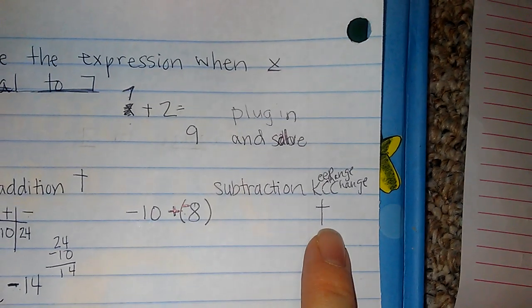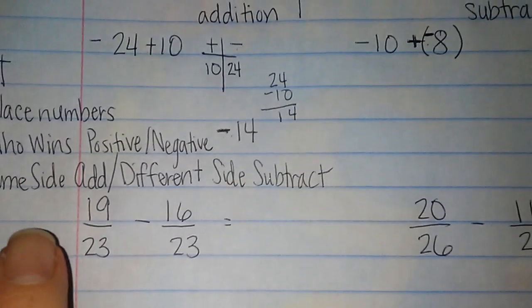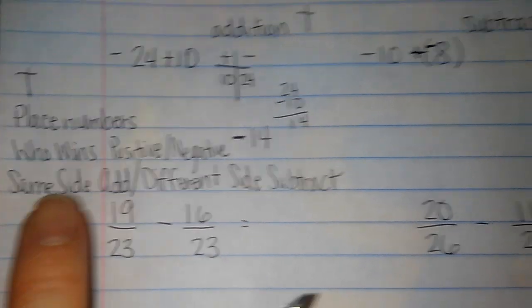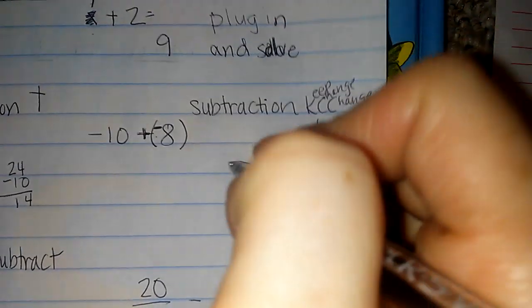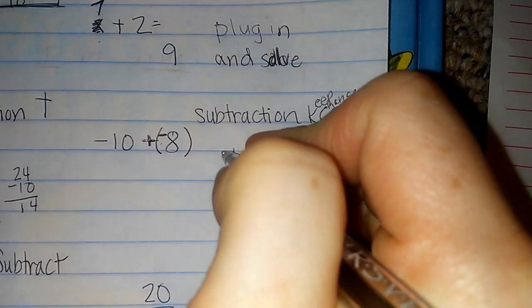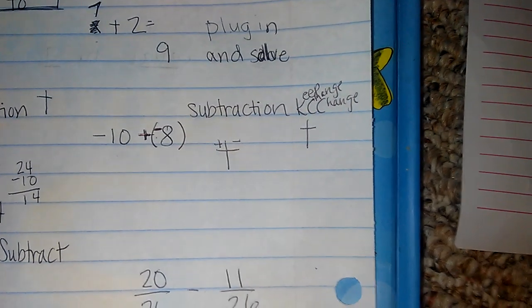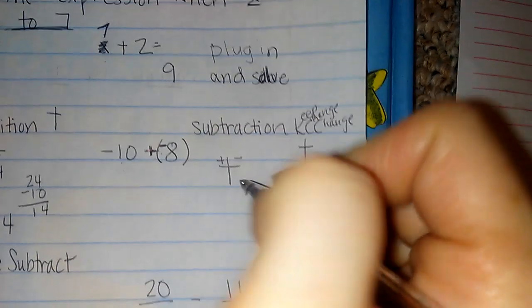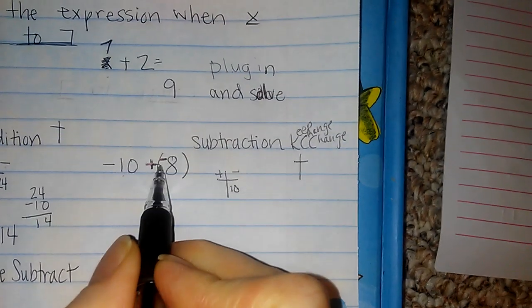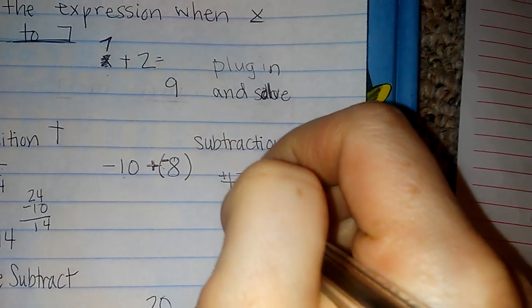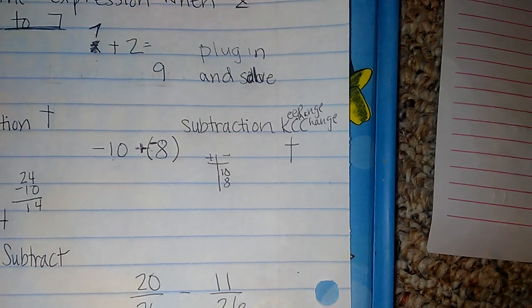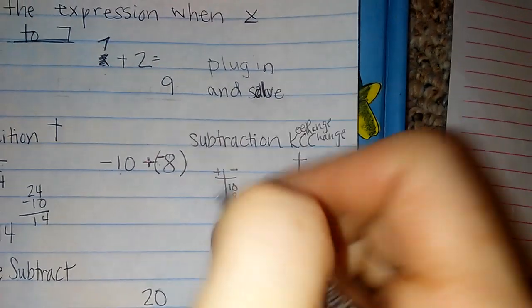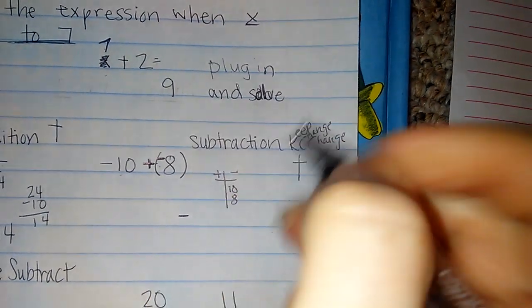Now I'm going to make my T-chart, and it's going to be the same rules over here, the same steps. So let's make our T-chart. I'm going to follow my steps as we do this. I make my T-chart. I place my numbers. Negative 10. Now it's a negative 8. Okay, who wins? The negative side won again on this one.